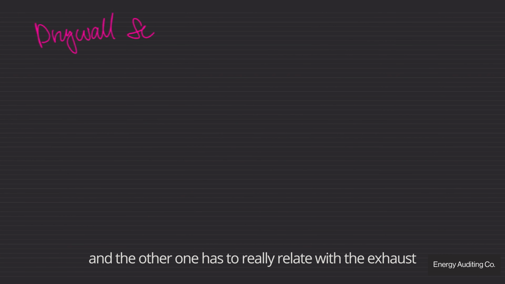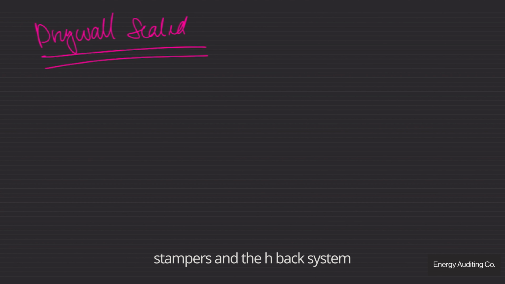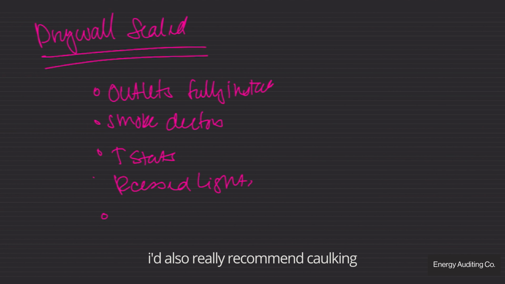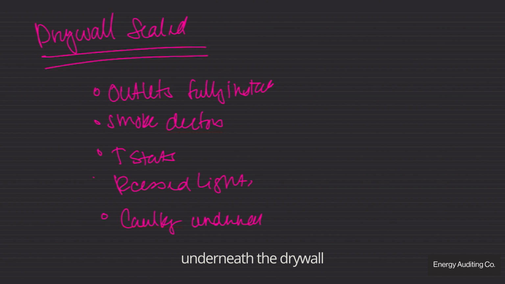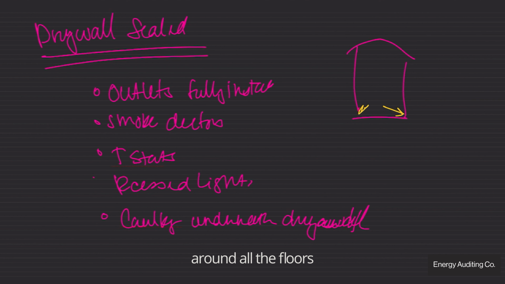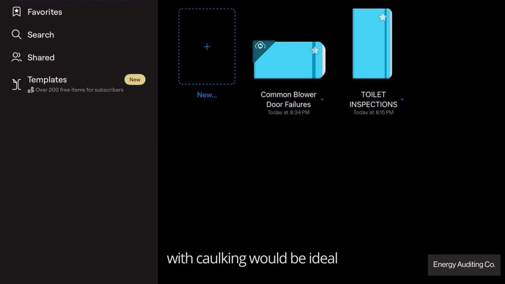As you can see, the main idea is just getting all the drywall sealed. And the other one has to really relate with the exhaust dampers and the HVAC system. Some areas to think about, right, are all of your outlets, getting all those fully installed. We want to have smoke detectors, T-stats, recessed lights. I'd also really recommend caulking underneath the drywall. And what I mean by that is that if you have your home right there, just like hitting this area right here around all the floors with caulking would be ideal.